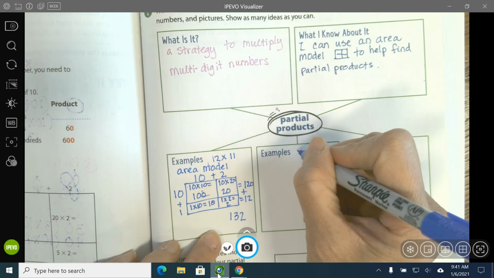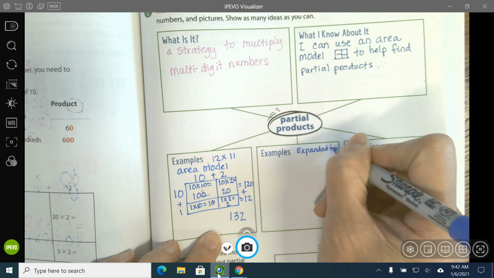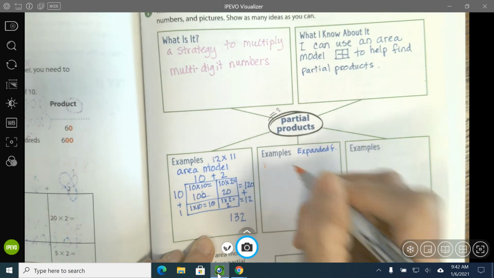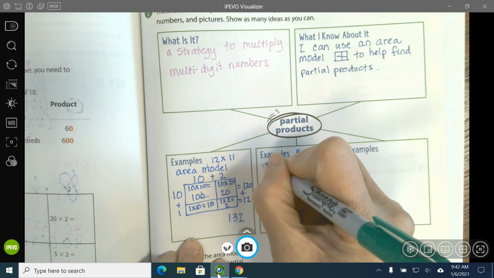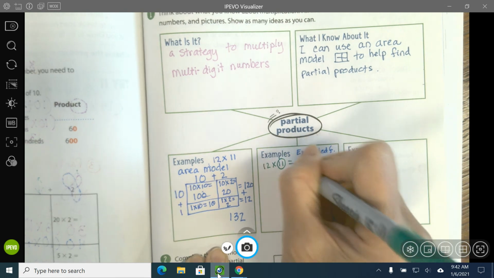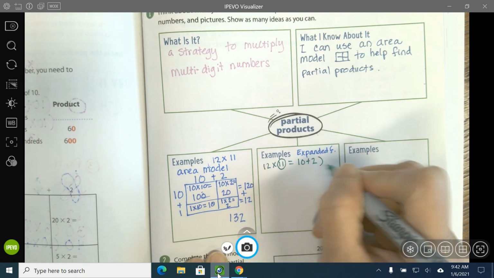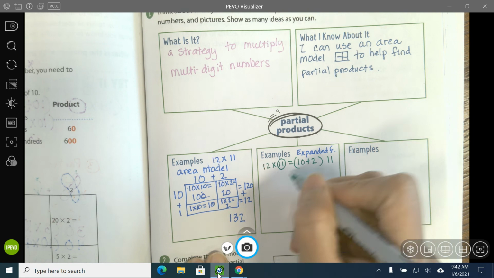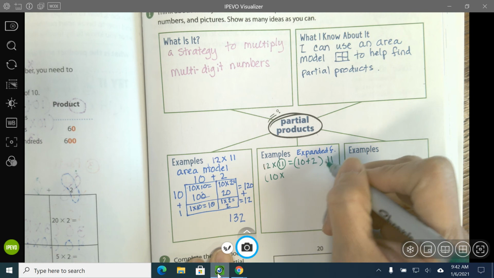Another one is we talked about using expanded form. I'm going to use a different color, maybe orange. Same problem, 12. Oh shoot, maybe a different color would be better. I'm using green. My orange is running out of ink. 12 times 11. I keep one of the numbers. Let's say I keep 11. And I'm going to break 12 into 10 plus 2 times 11. Okay? So I'm going to break that apart again. So this is going to be 10 times 11. This is the same thing as that.